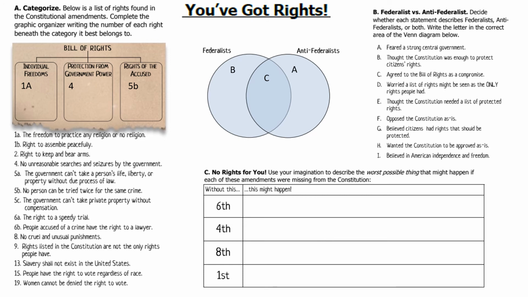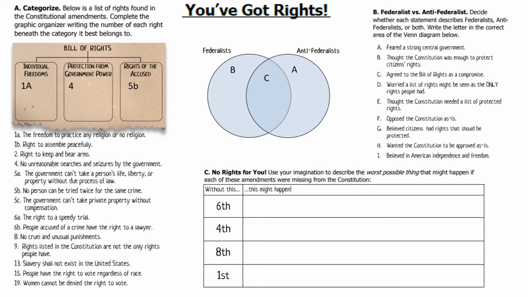And then part C, no rights for you. Use your imagination to just describe the worst possible thing that might happen if each of these amendments were missing from the Constitution. So without this, might happen. So without the Sixth Amendment, what might happen? Well, I can see what these say over here on the left side.